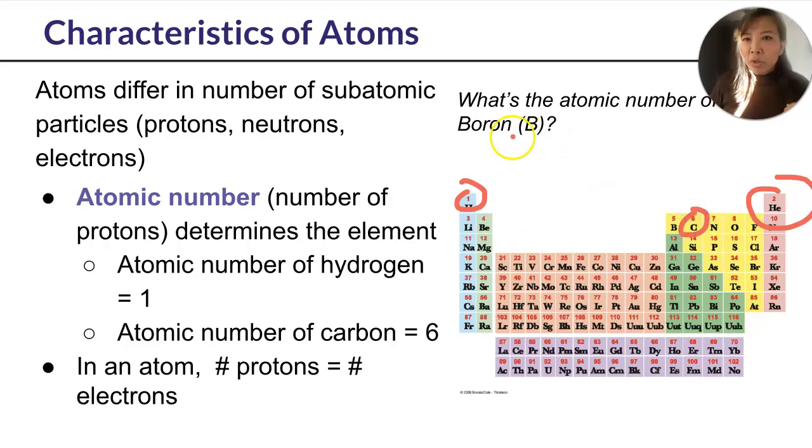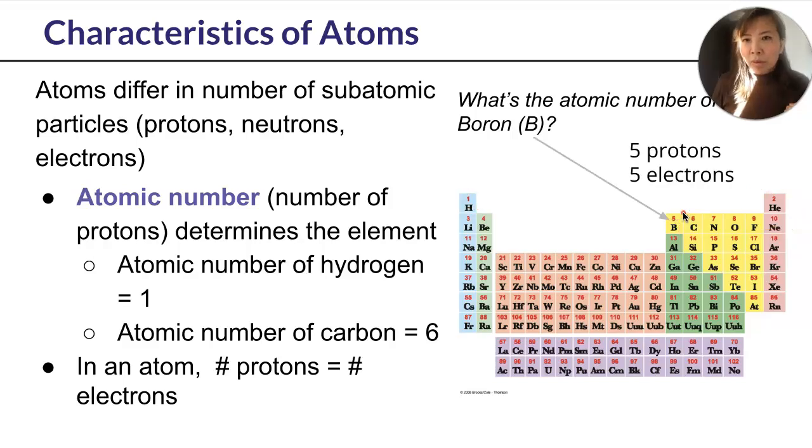So my question to you is, what is the atomic number of boron, which is B? It's this one right here. Well, it's going to be 5, right? If it has 5 protons, it also means that it has 5 electrons, because in an atom, the number of electrons is equivalent to the number of protons in that atom.